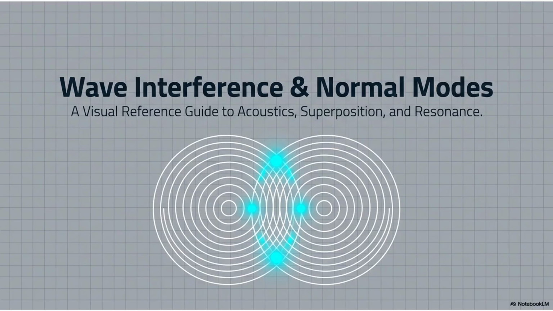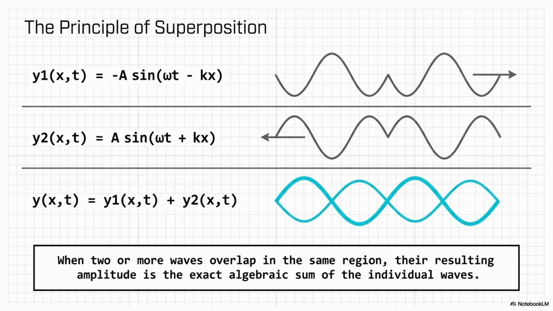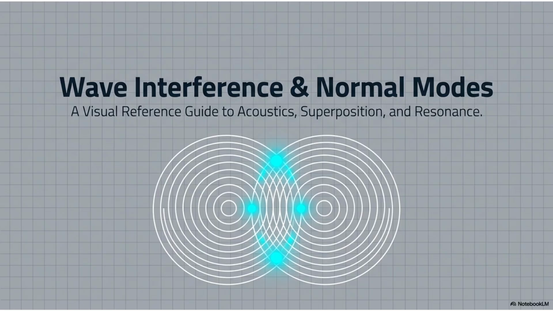We are starting on slide one, the title slide, wave interference and normal modes. And it kicks off with a brilliant visual. It really is. It shows these overlapping concentric circles, almost like you just dropped two pebbles into a perfectly still pond side by side. And those ripples expand and eventually they crash into each other. That visual sets the stage for everything we're talking about today. Because the foundation of all acoustic physics is basically just what happens when waves collide. Exactly. Which brings us to slide two.